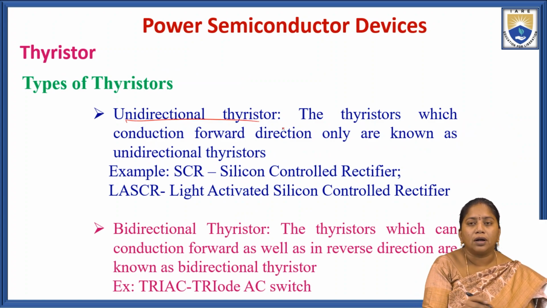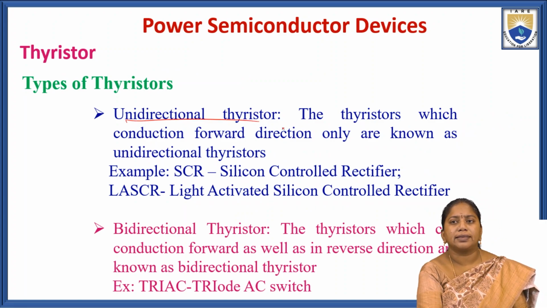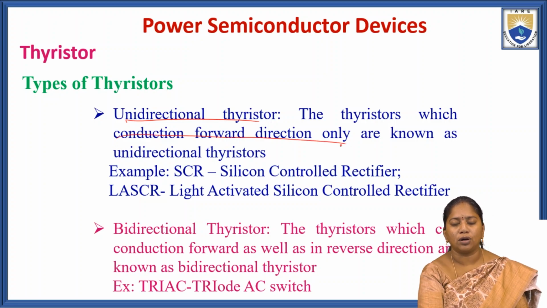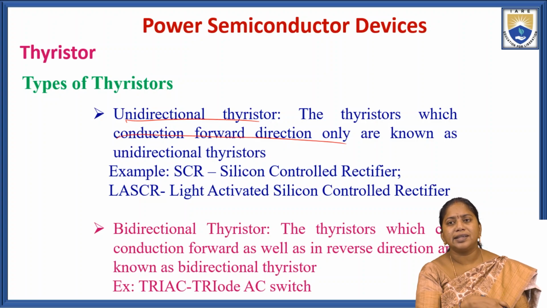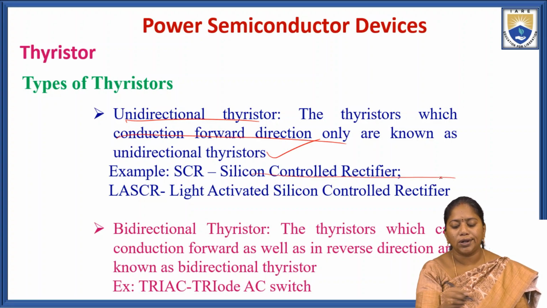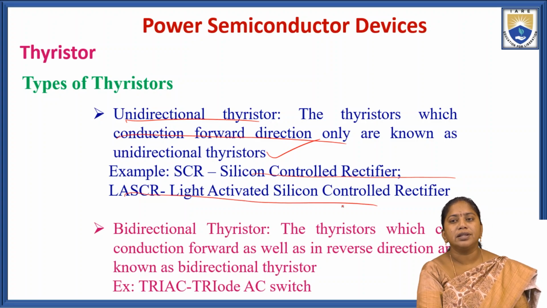Types of the thyristor. Unidirectional thyristor. The thyristors which conduct in the forward direction only are known as the unidirectional thyristors. Examples are SCR, silicon controlled rectifier, and LASCR, light activated silicon controlled rectifier.